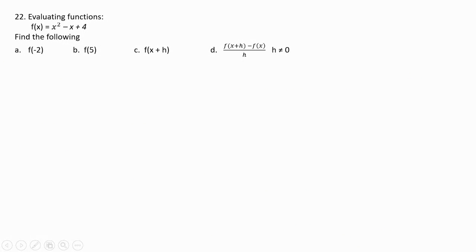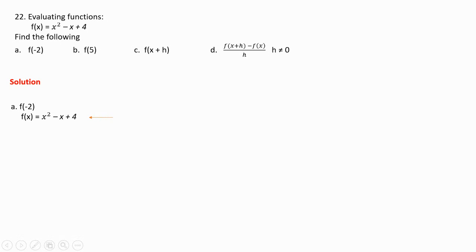Okay, now number 22, we're going to evaluate functions. When you evaluate a function, all you do is, for example, on A, they give us f of x equals x squared minus x plus 4. We're going to evaluate f of negative 2, f of 5, f of x plus h, and D, f of x plus h minus f of x over h. Let's start with A.